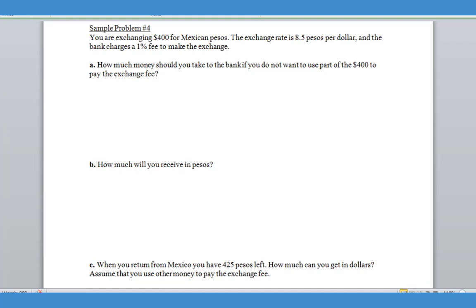So if you worked sample problem number 4, let's take a look at what we're doing here. It says you're exchanging $400 for Mexican pesos. The exchange rate is 8.5 pesos per dollar, and the bank charges a 1% fee for making the exchange. So part A asks us how much money should you take to the bank if you do not want to pay the exchange fee from the $400. So basically what we've got going on here is we've got our money plus the fee that we need to take to pay the bank, which gives us a total. So we need to figure out what that fee is going to be.